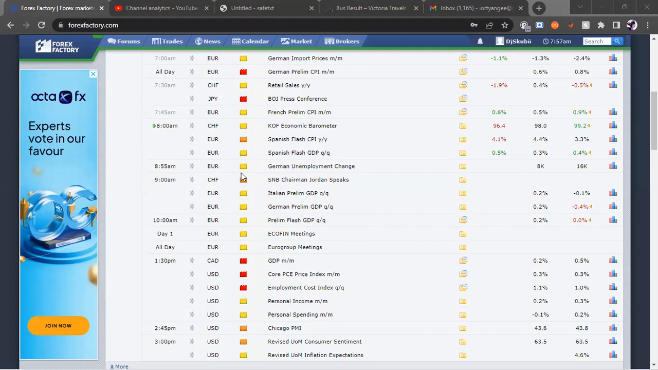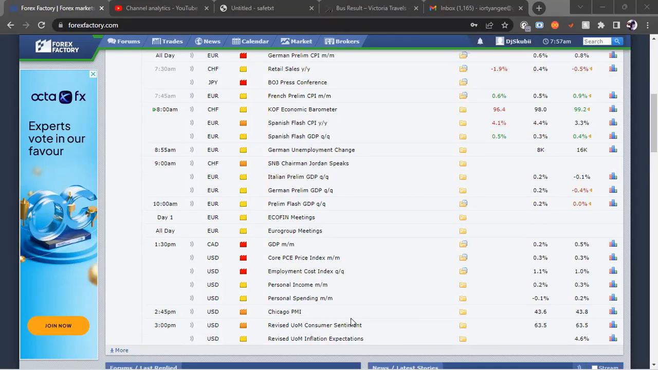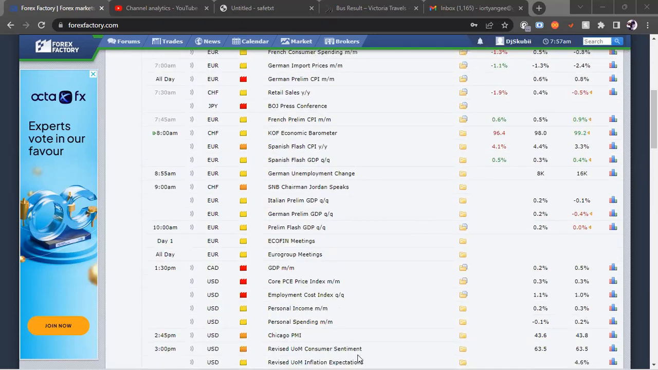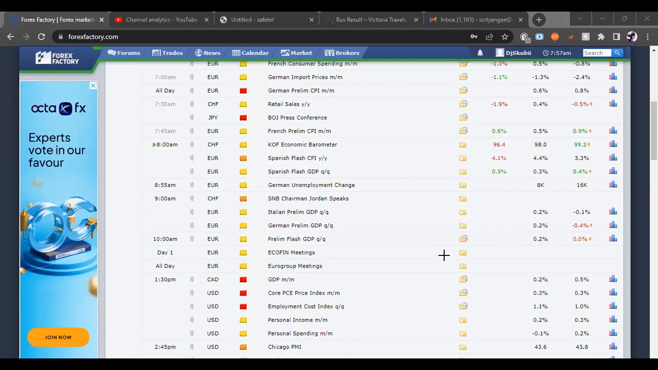Fundamental wise, we have high impact news on CAD by 1:30. That's GDP month on month. Then we have core PCE and then employment cost index. So we have three high impact news by 1:30 p.m. So let's watch out for that. Let's jump on our charts and see what we can grab.